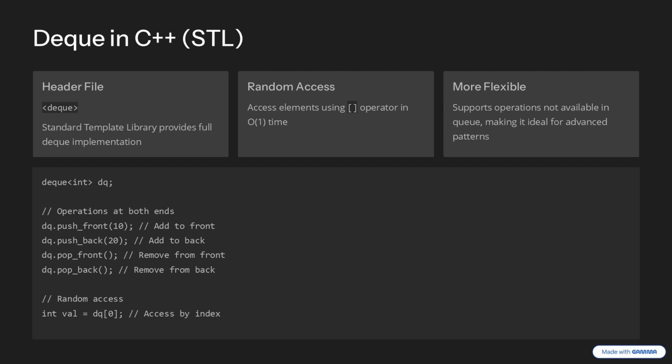In C++, we use Deque from the STL. Unlike queue, Deque allows random access, but its real power comes from fast front and back operations. Deque is the backbone of many sliding window problems.